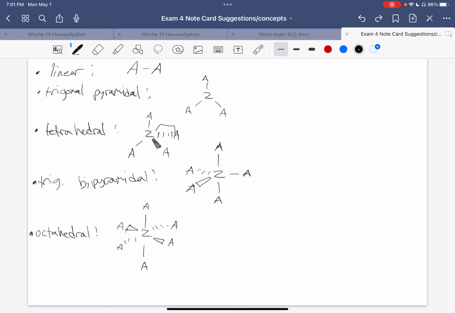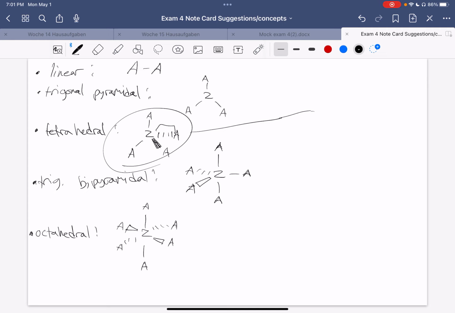And then another thing to note is about, I guess, polarity of these. So starting with tetrahedral, if even one is different from the other three atoms, like if it's a lone pair or something, it's going to be polar. And this is only nonpolar if every single one of the terminal atoms is exactly the same.